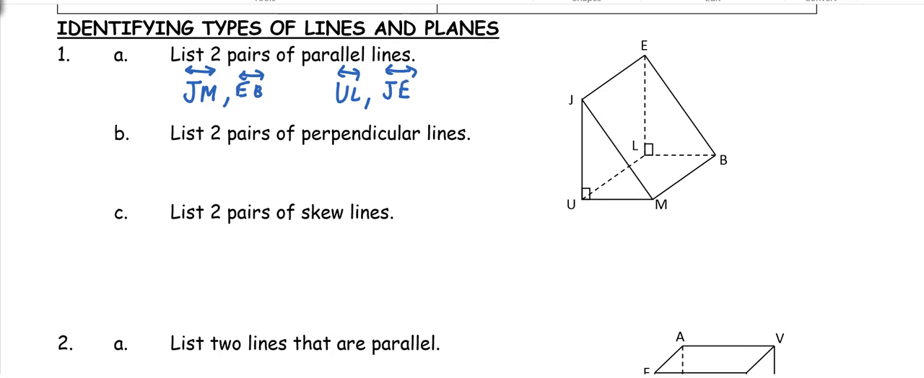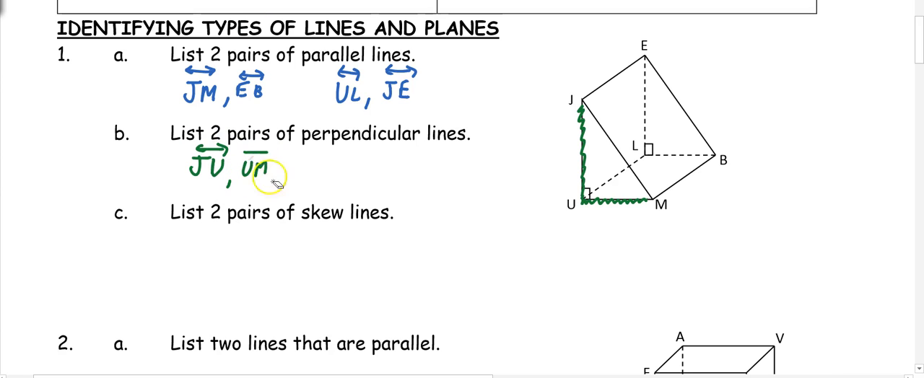Perpendicular lines are lines forming right angles. One of the obvious ones has our little box over by U. So we would say that JU and UM are perpendicular. Because they're perpendicular at U, and that's where the right angle is formed, U is going to show up in the name of both lines. Another example that's a little less obvious is if you look at the front of my prism, I have this rectangle shape. If it's a rectangle face, that means it has to have right angles. So another pair that could be perpendicular is JE and JM.